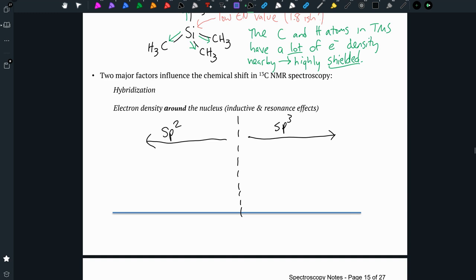But sp hybridization doesn't necessarily follow this split. It's not like it's further down to the left. But generally, you can separate things into sp2 and sp3 around a certain split.